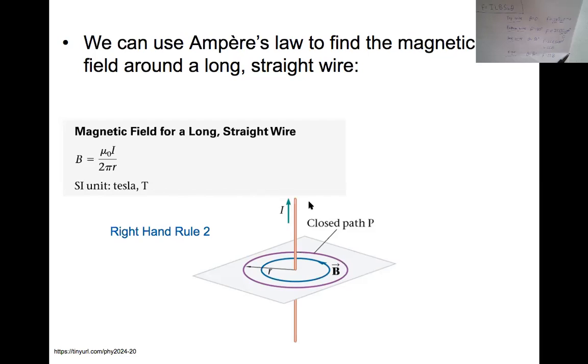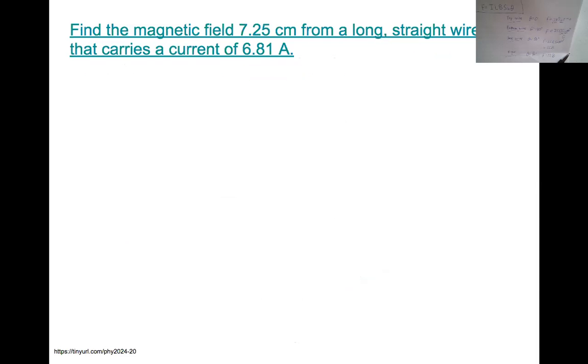Right-hand rule 2 says you align your thumb in the direction of the current, and the four fingers curl in the direction of the magnetic field. All right, so let's take a look at the examples here. This one says find the magnetic field 7.25 centimeters from a long straight wire that carries a current of 6.81 amps. For this one, it's going to be straightforward.